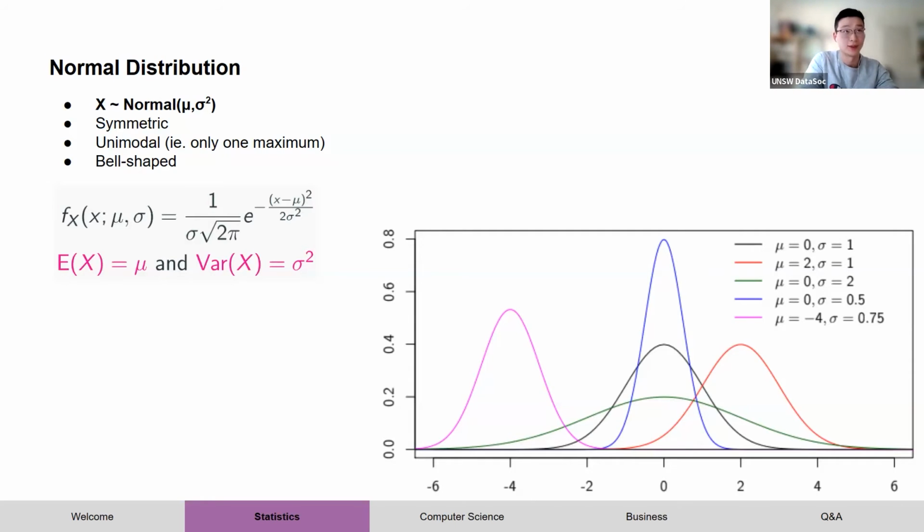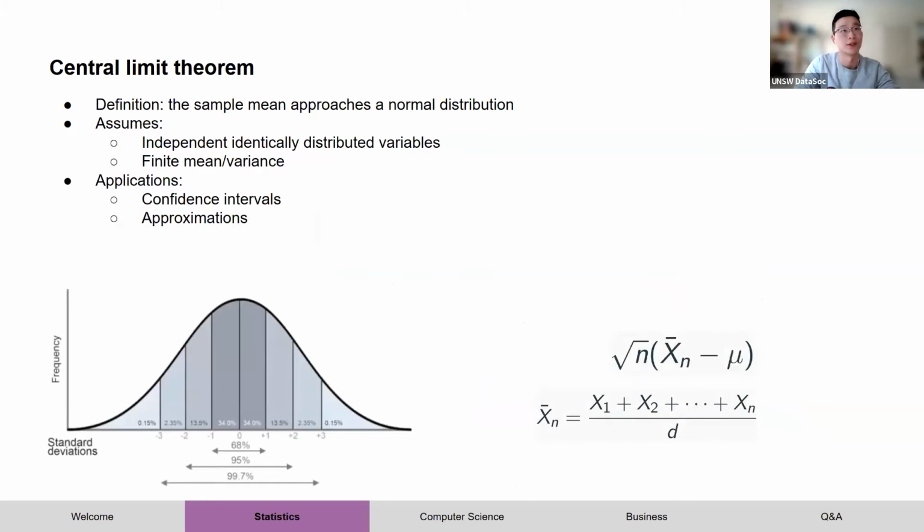Now, using the normal distribution, we also have a very important result, which is the central limit theorem. That just states that if you take the sample mean of, say, n random variables, the sample mean will approach a normal distribution as you add more and more individual random variables. That's quite a powerful result because your underlying random variables don't even need to be normal. They could be, say, gamma distributed or Poisson distributed, and the sample mean will still approach a normal distribution.